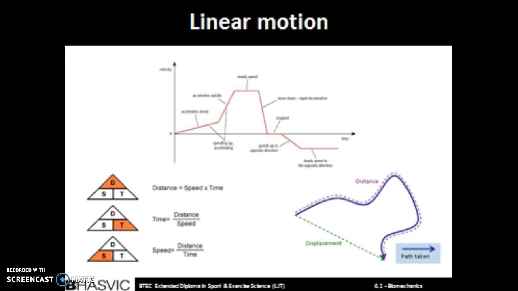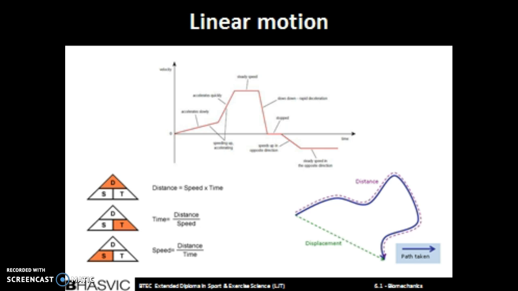Speed is how quickly a body moves and the rate of the motion. It's measured in meters per second, and to work out speed you do distance divided by time taken. Velocity is also how quick a body has moved, but adding a resultant direction, so this is measured in meters per second again, and to find out you use displacement divided by time.